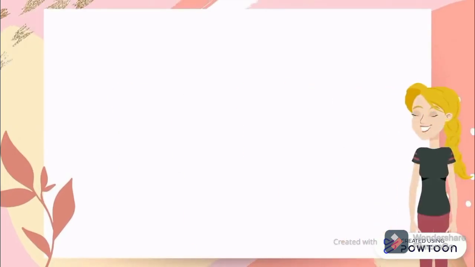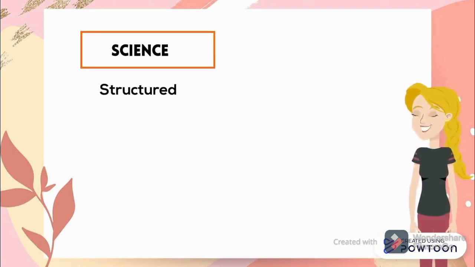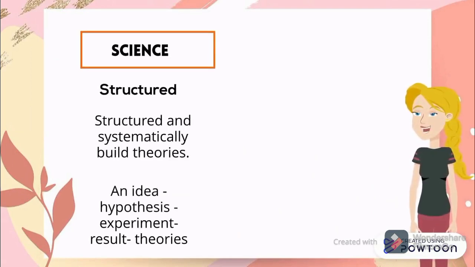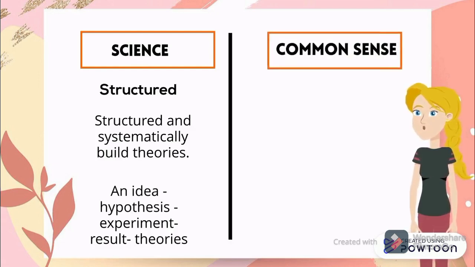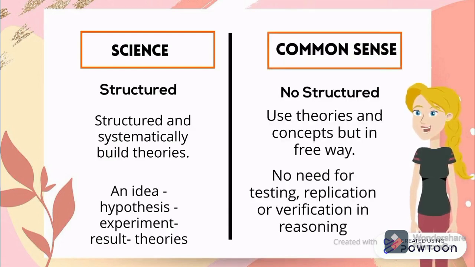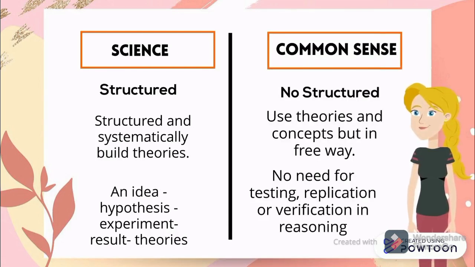Third, science is structured. Science structures and systematically builds theories. For example, from an idea, we make a hypothesis. From the hypothesis, we make an experiment. From the experiment, we gain the result. From the result, the theories will be developed. In common sense, there is no structure. Common sense uses theory and concepts but in a free way. Common sense has no need for testing, replication or verification in reasoning.